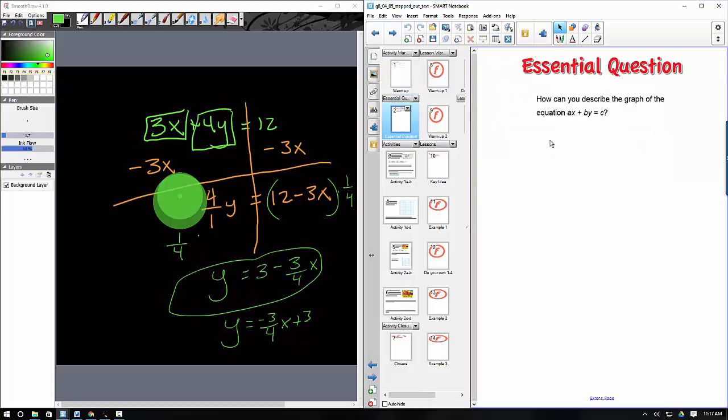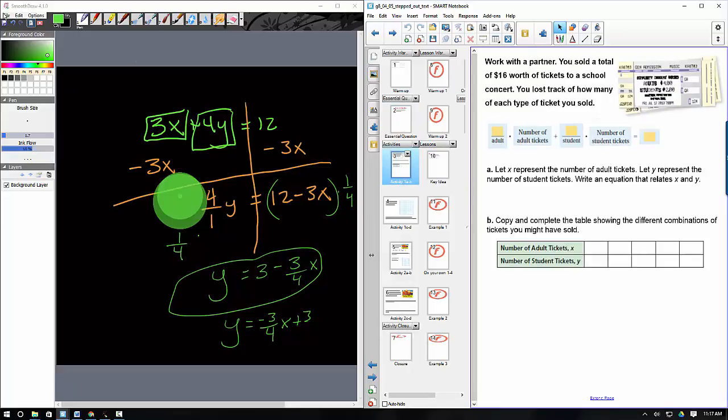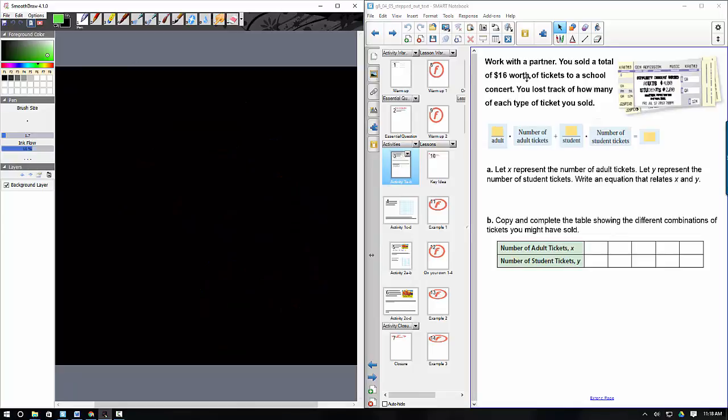So today we're going to be focusing on how you could describe the graph of the equation ax plus by equals c. Now notice this is a different format from what we're looking at here, because this is y equals mx plus b. In this case, I have the x and y on the same side. So if we go through here, we're going to read this, and it says that you sold a total of $16 worth of tickets to a school concert, and you lost track of how many of each type of ticket you sold. If we look here, it's $4 for adults, and it's $2 for students, and I sold a total of $16. So it says show a table with the different combinations of tickets that you may have sold.